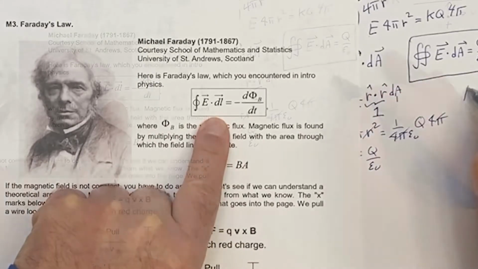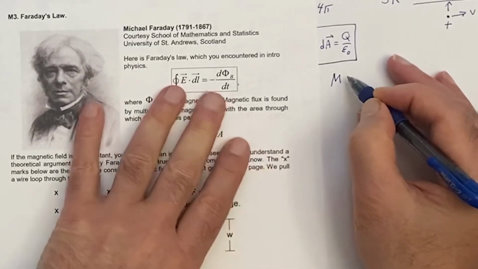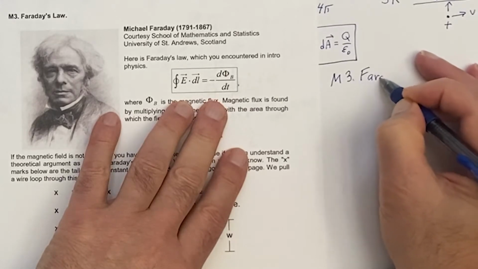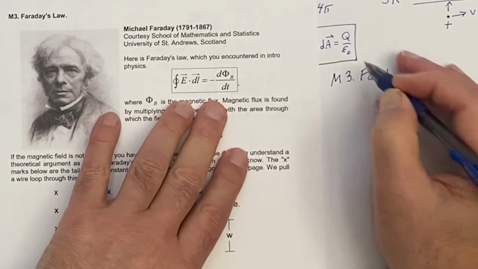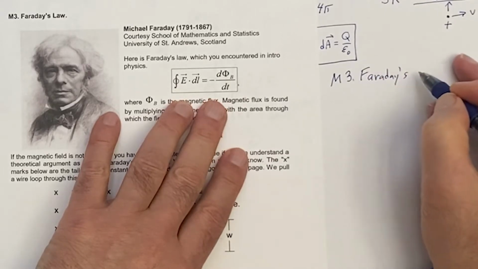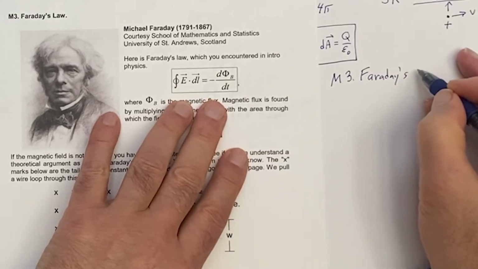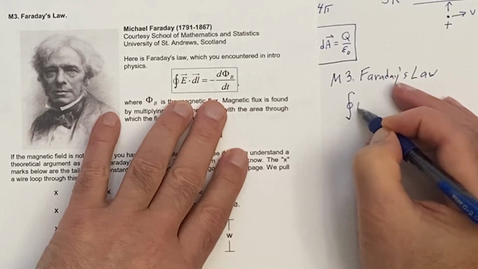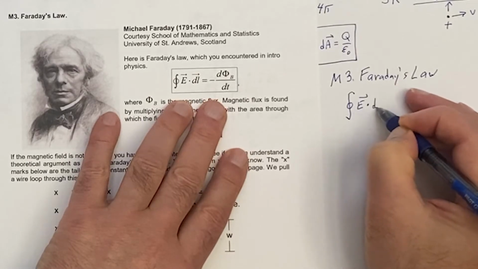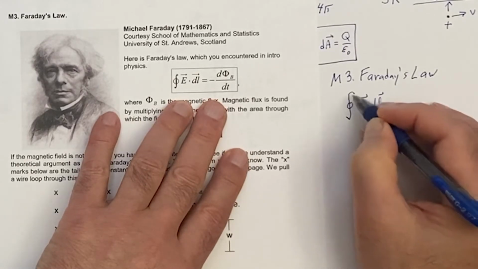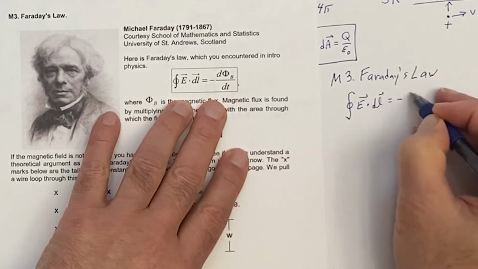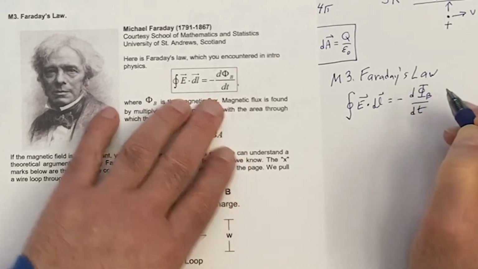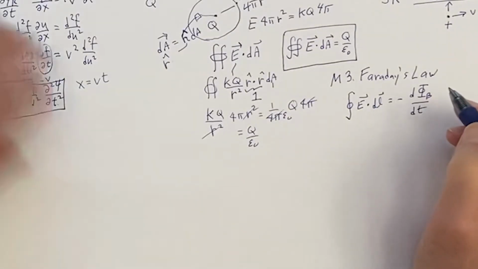So let's make a new heading, M3, and we'll call this Faraday's law. I've numbered them, and when you get to 4 we'll be finished: 4 Maxwell equations. This is what we learned: the loop integral of E dot dl is minus the derivative of the magnetic flux. Let's see how we might get this, because we're theoretical physicists this week, remember?